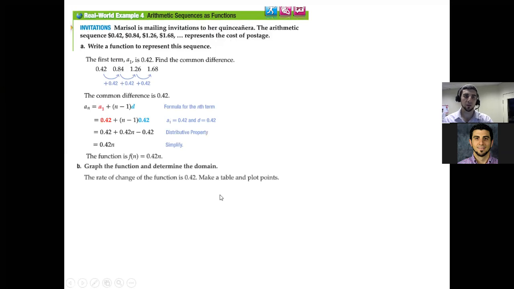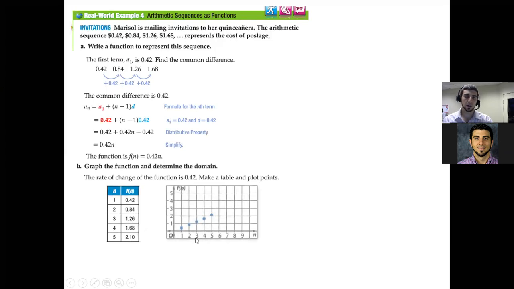So if I want to graph the function and determine the domain, the rate of change of the function is 0.42, so we can make a table and plot some points. We already know the first 4 from the given information. We can get a 5th one by just doing the 5th term, which is 210. So now I can plot those points, and they form a line.